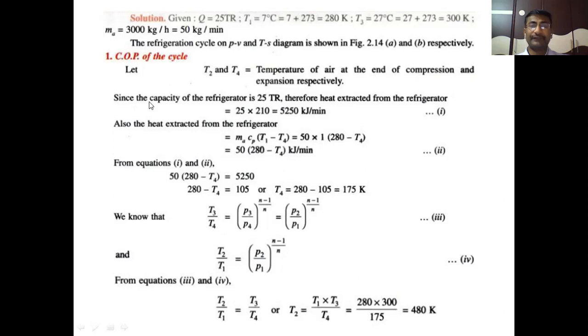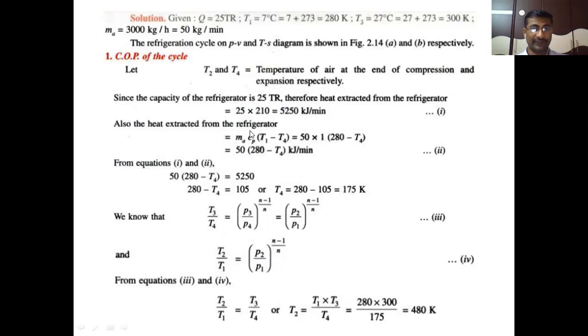Since the capacity of the refrigerator is 25 ton of refrigeration as given in the problem, Q equal to 25 ton. If it is converted to kilojoules per minute, 25 into 210, because for every ton of refrigeration it is 210 kilojoules per minute. Therefore, 25 ton of refrigeration multiplied by 210, we will get 5,250 kilojoules per minute. That is the heat extraction capacity of the system from the cold storage chamber: 5,250 kilojoules of heat can be extracted every minute.